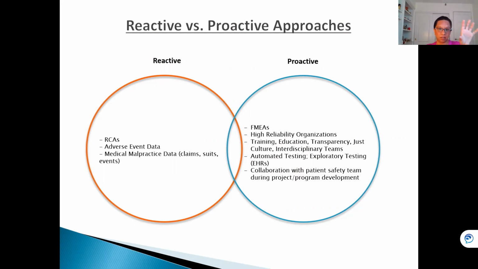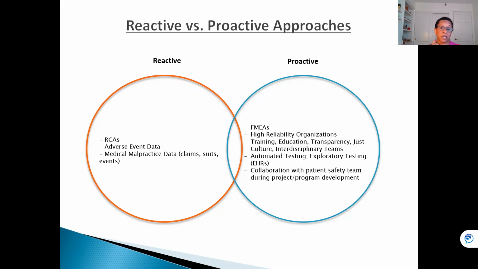And they're really the reactive approaches and the proactive approaches. So reactive is you can do a root cause analysis, and I'll go into that next. You can look at adverse event data. That's because something has happened. Now we're going to delve into the data, figure out what happened. You can look at medical malpractice data, claims, suits, events, but they're lagging. This is something that has already happened. Now we need to fix it and prevent it.